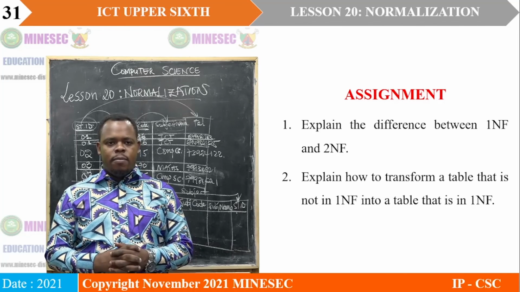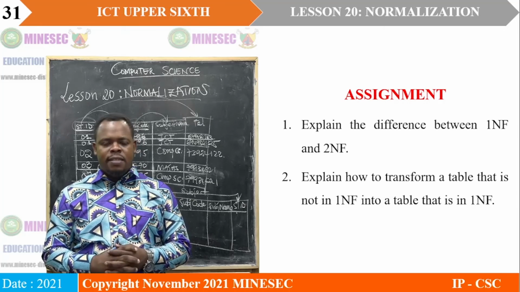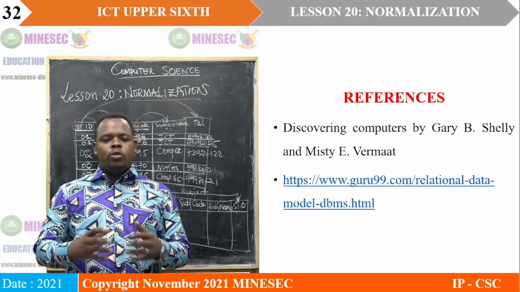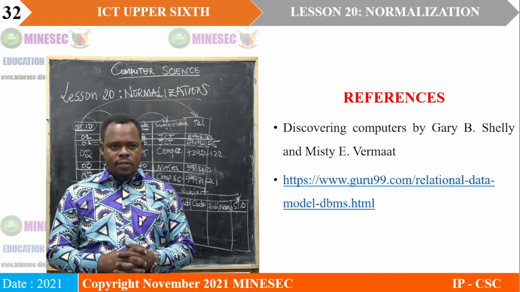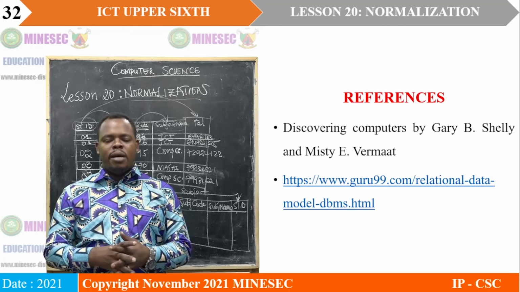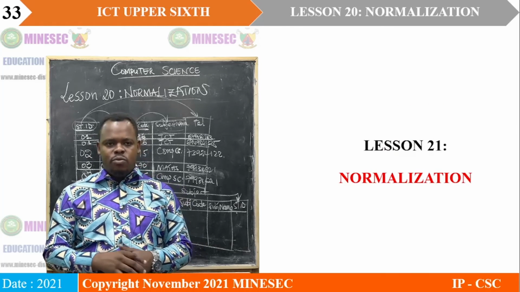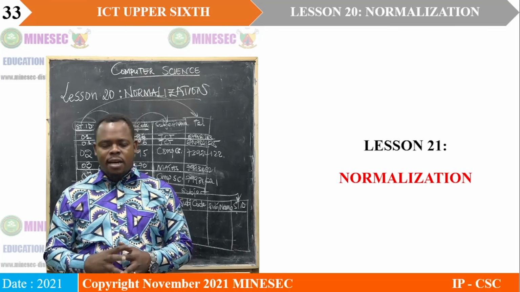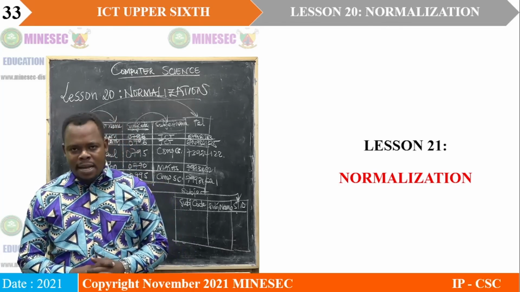Explain how to transform a table that is not in first normal form into a table that is in first normal form. To prepare this lesson, we went through the following links. You are advised to go through your textbooks in order for you to better understand the lesson. Our next lesson will be the continuation on normalization, where we are going to see the third normal form. We have come to the end of our lesson.